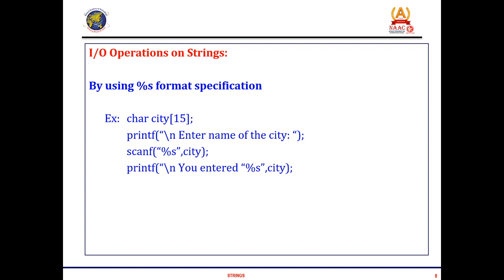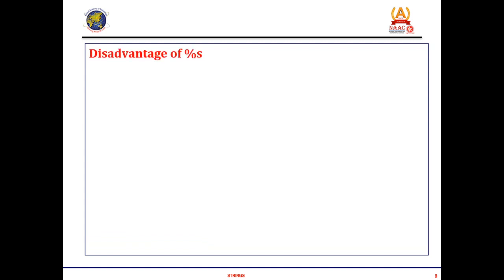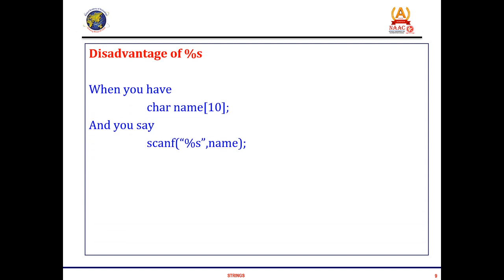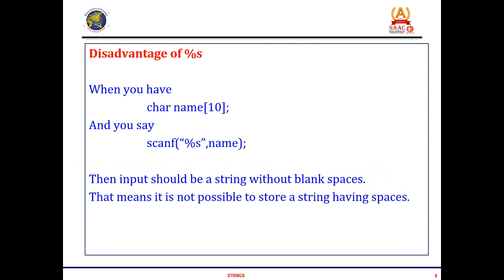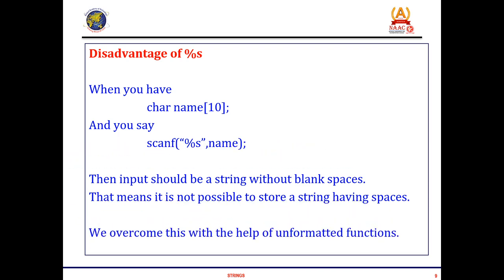Now, having known this, let us try to understand the disadvantage of %s. When you have char name[10], where name is an array and 10 is the maximum dimension, and then you perform the input operation with the help of scanf and %s, the input should be given without a blank space. That is something you have to remember as a programmer. That means it is not possible to store a string having spaces. You have to be a little bit careful here. And the only way to overcome this is with the help of unformatted functions.